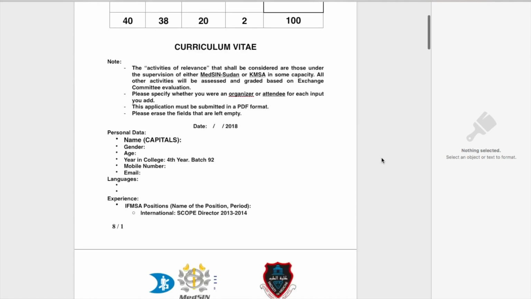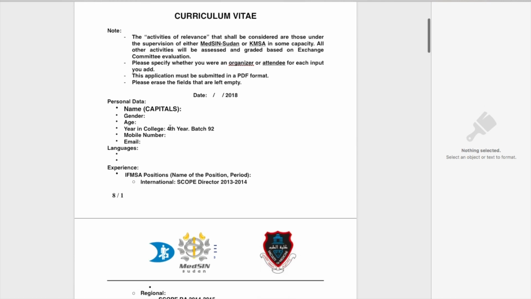The first section of the CV that we see here is your personal data. Of course, you're going to have to write the date, and your personal data. So your personal data: name, that's as in your passport, gender, age, year in college. I've already filled that one out for you as an example. Year in college, type in your year and your batch number. So for me, that would be 4th year batch 92. Mobile number and email, that's your contact information.